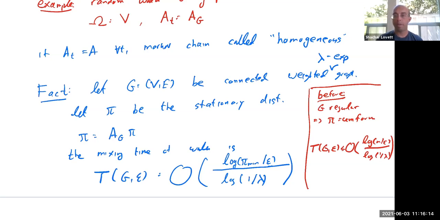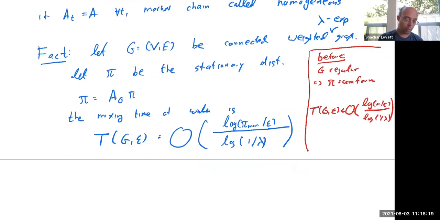But now what happened? Now we're replacing n with this pi min. So what does pi min mean? Pi min is just the smallest probability of the stationary distribution. So pi min is just going to be the minimum over all v of pi v. So basically, before the bound was like log n over epsilon. Think of lambda as a constant for now. It was log n over epsilon, and now it's been replaced with log of, actually this is with inverse, log of 1 over the smallest probability over epsilon.